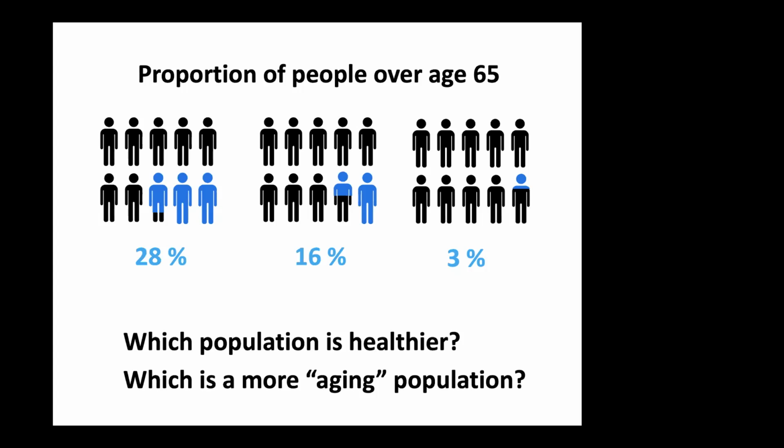Again, some people might directly say, oh, the 28% is the aging population, but I'm going to tell you otherwise. And these are actually real countries. So the left is Japan. Japan has 28% of the population over age 65. The US has 16%. Papua New Guinea has 3%. And now that you see the answer, you know which country is which, would you still keep the same answer that you had in your mind earlier?